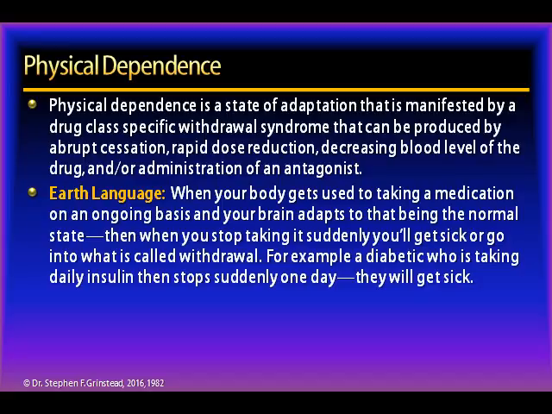Now, a parallel example would be somebody with diabetes who's taking insulin to manage it. If they just stop that insulin, they will have problems. They will get sick. So their body is dependent upon it. And there's one chemical all of us are dependent on, and that's called oxygen. We need it, because without it, we die. Well, physical dependence to opiates is very common. It doesn't mean it's addiction. The body just adapts.